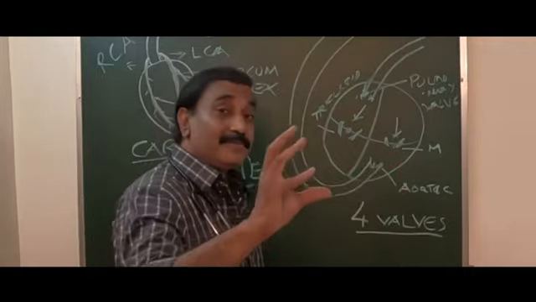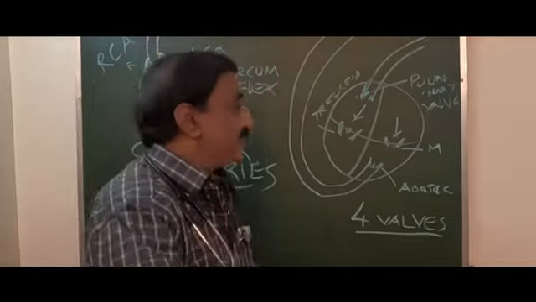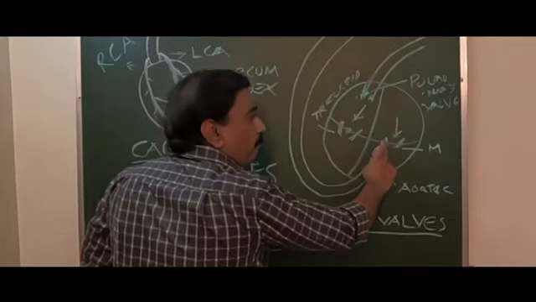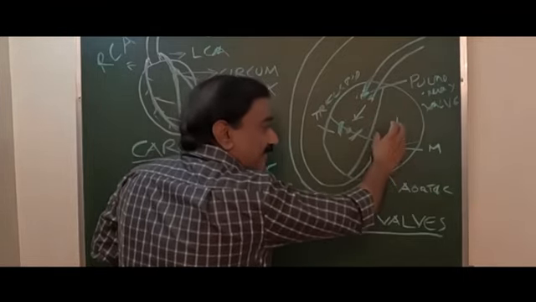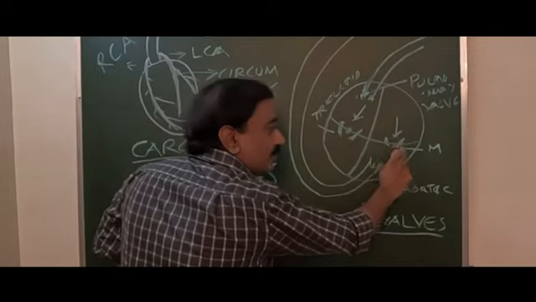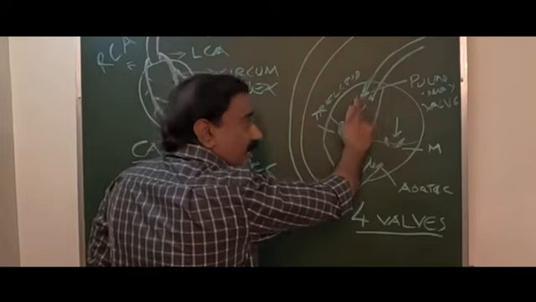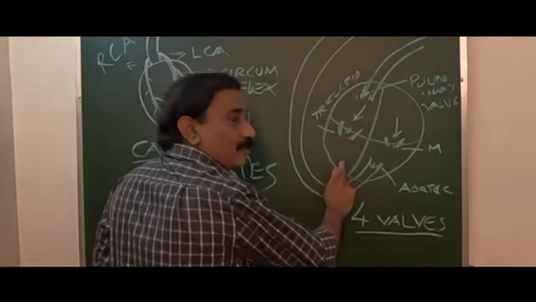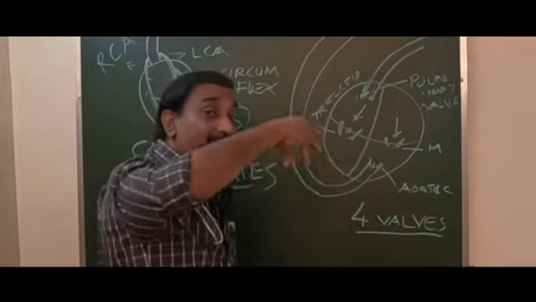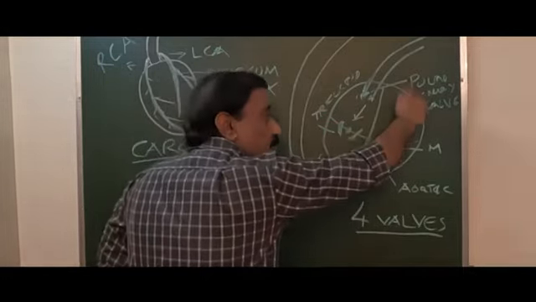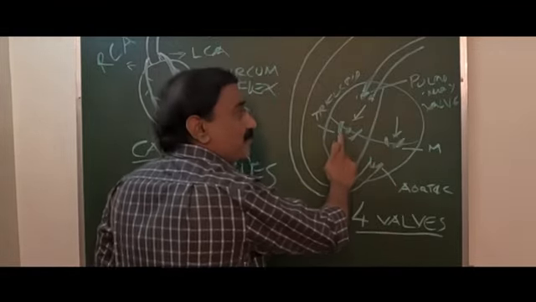There are some valves which only allow the blood to go to one side. For example, from the left upper chamber, this atrium, if blood has to go into the left lower one, there is a valve called the mitral valve. And on the right side, if blood has to go from the right upper part to the right lower part, there is another valve called the tricuspid valve. It only allows one side. It can only go like this. It cannot go in reverse. This is the mitral valve. This is the tricuspid valve.